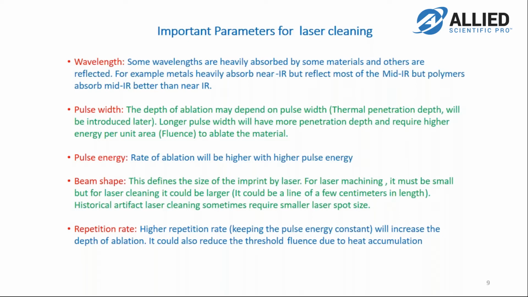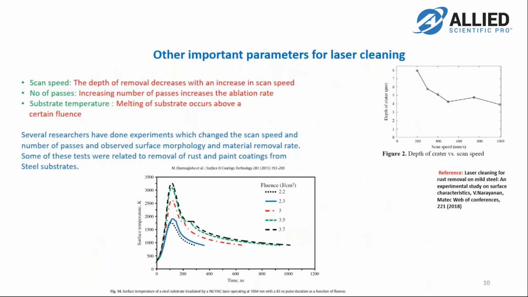All right, so next, let's look at some other important parameters. Scan speed, for example, is another parameter that controls the depth of removal, because the depth of removal decreases with an increase in scan speed, and that's understandable. You can see from this paper, it shows the depth of crater versus the scan speed. Once the dwell time decreases due to increasing scan speed, the depth of ablation would decrease.